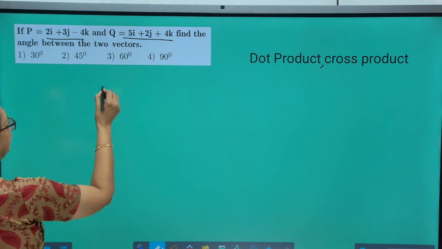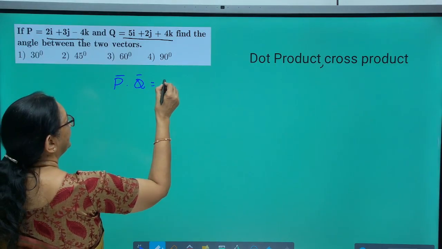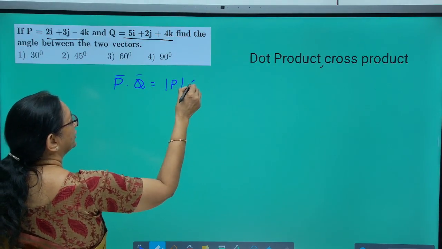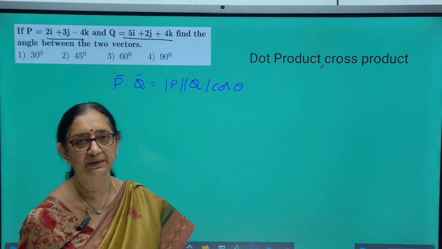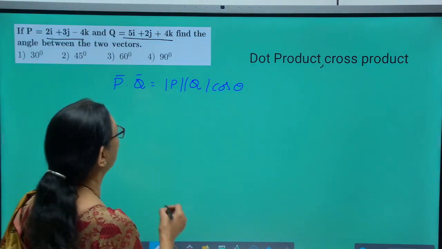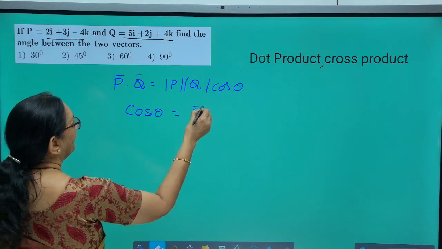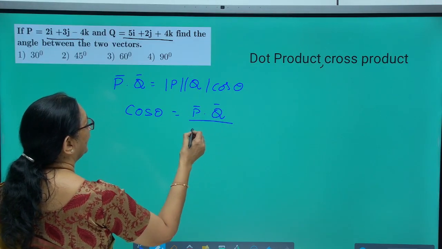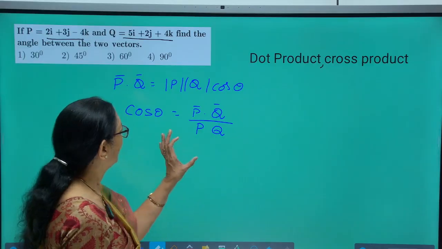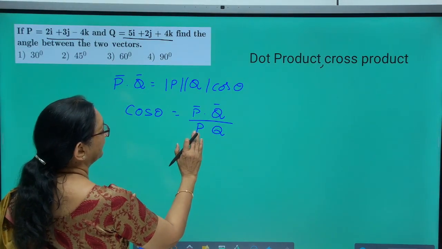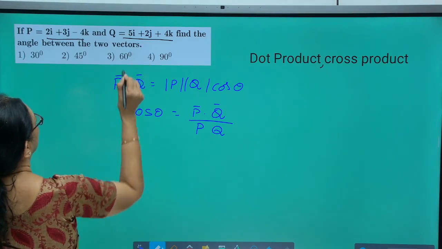The dot product of two vectors is defined as the product of the magnitudes of the two vectors and the cosine of the angle between them. So if the angle between two vectors is asked, the formula will be cos theta is equal to p bar dot q bar by modulus of p modulus of q, right? Now, modulus of p means the magnitude of p, and similarly magnitude of q. Now, look here. Let us write those two vectors.